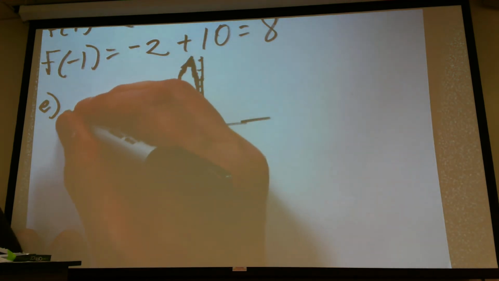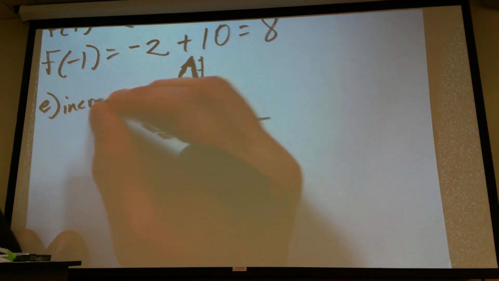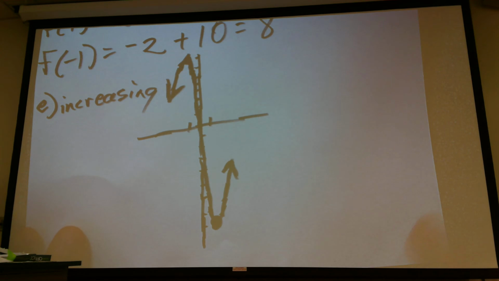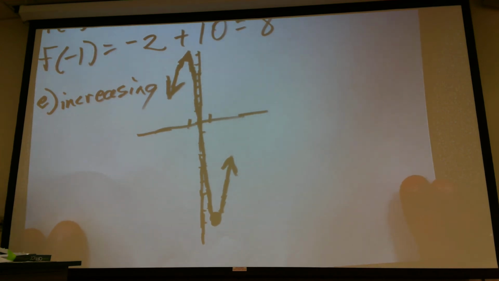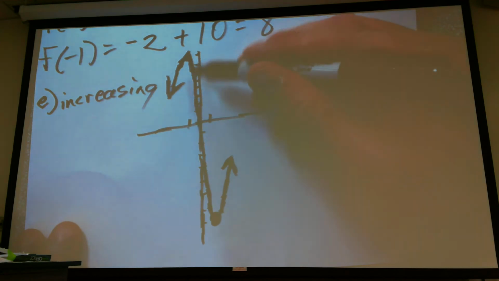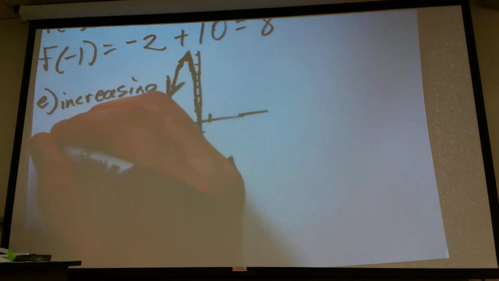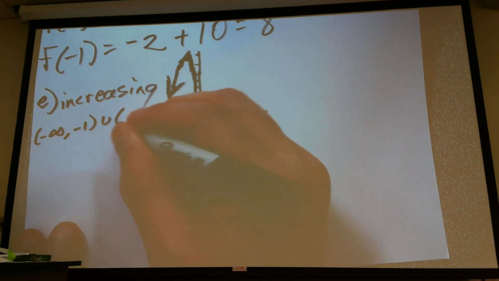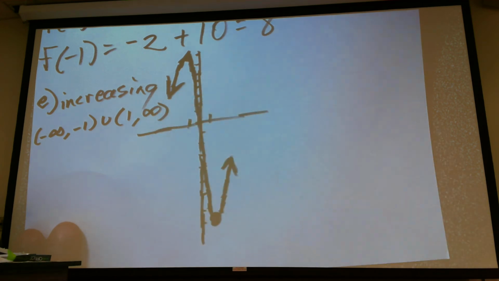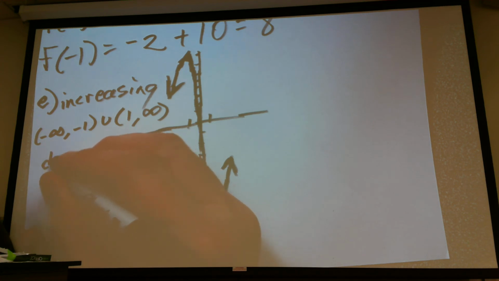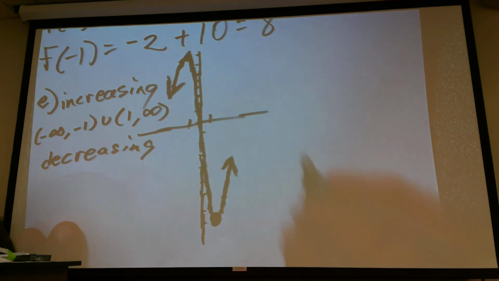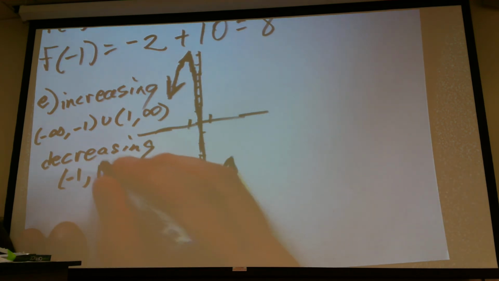Okay, so we'll ask the question of increasing. On what x interval is this graph increasing? Well, it's only decreasing in this section right here. So that would be negative infinity to negative 1, and then union 1 to infinity. And so the decreasing region would just be negative 1 to 1.